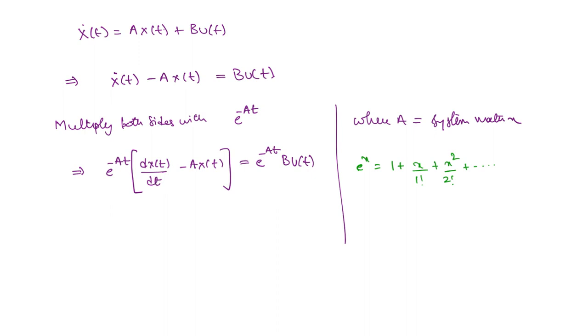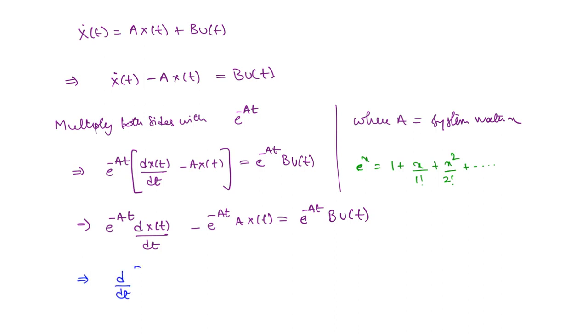Alright. So now this you can write as e to the power minus at into dx of t by dt minus e to the power minus at into ax of t is equal to e to the power minus at b u of t. Now what we can do is, the left hand side we can write as d by dt of e to the power minus at into x of t, right? What is d by dt of f1 f2? This is equal to f1 df2 by dt plus f2 df1 by dt.